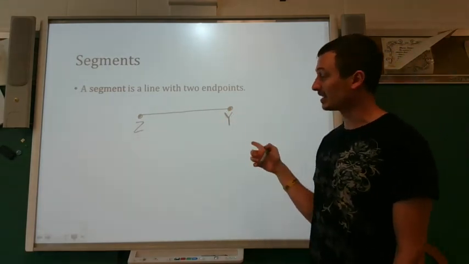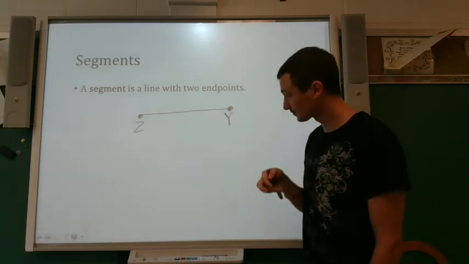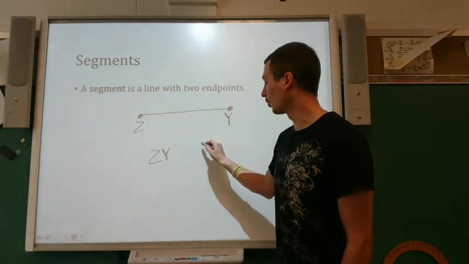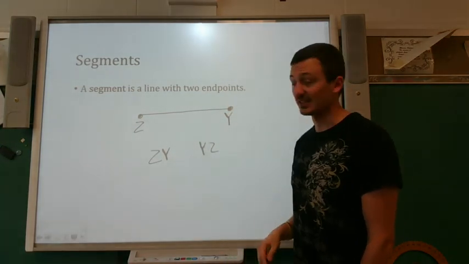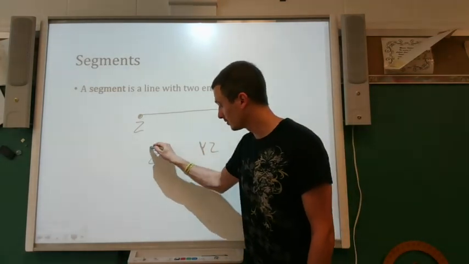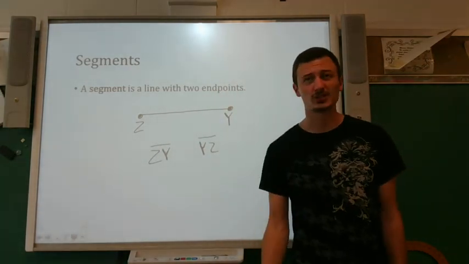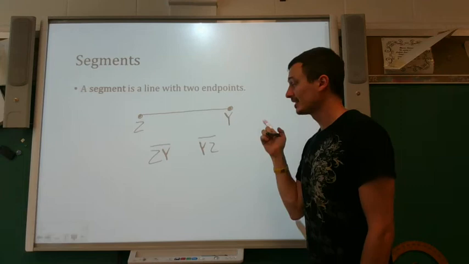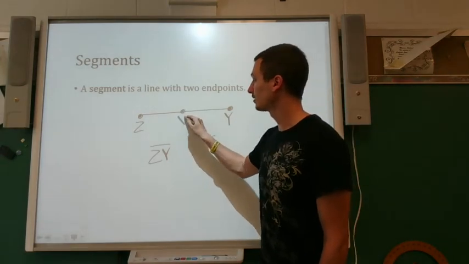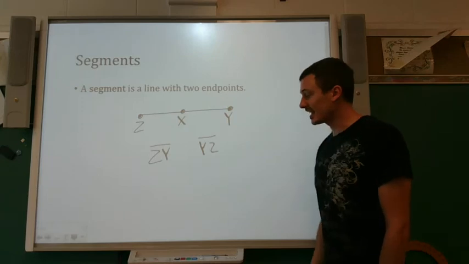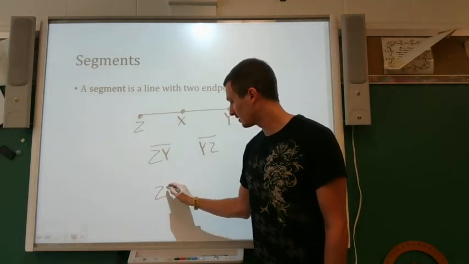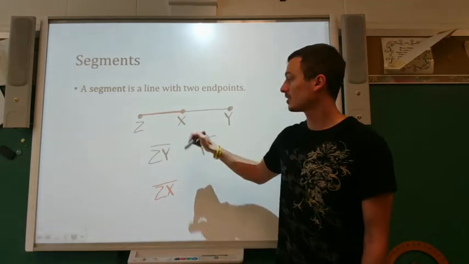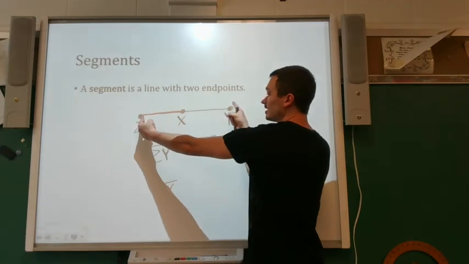Now, I can call this segment by two names. Either ZY or YZ. And the symbol that goes above a segment is just a line. Well, it's not a line because it doesn't have arrows at the end. It's a segment. So ZY or YZ. Now maybe I have some point X in here. Segment ZX is just this little bit in here. So segment ZX is here, segment ZY is here.